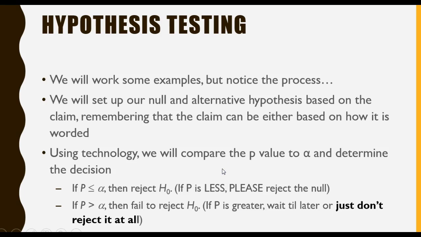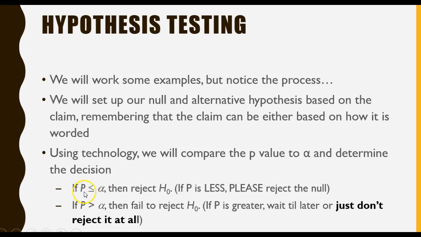We're going to work some examples, but the key thing is to notice the process. We're going to set up our null and alternative hypothesis based on the claim, remembering that the claim is based on how the problem is worded. Using technology, an Excel spreadsheet, we're going to compare the p-value to alpha and determine the decision.